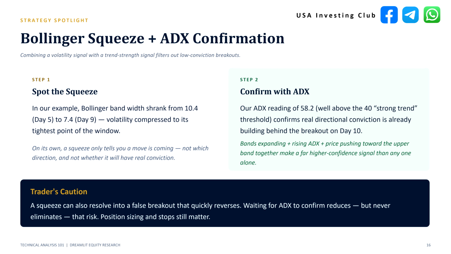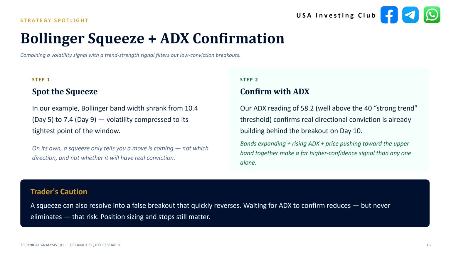Our strategy spotlight for today, combining a Bollinger squeeze with ADX confirmation. On its own, a squeeze only tells you a move is coming, not which direction, and not whether it will carry real conviction. Step 1. Spot the squeeze. In our worked example, Bollinger Band width shrank from 10.4 on day 5 to 7.4 on day 9.